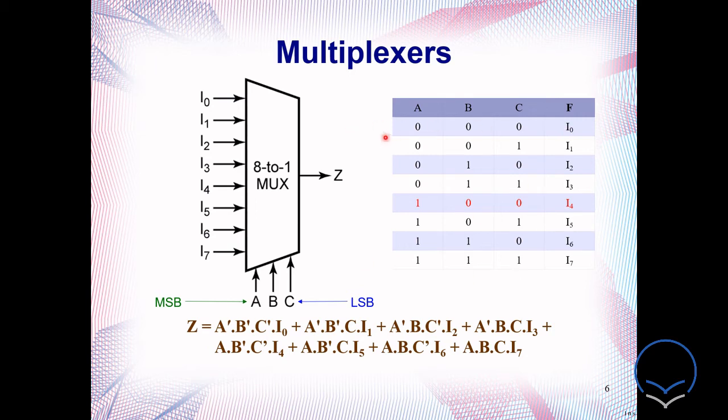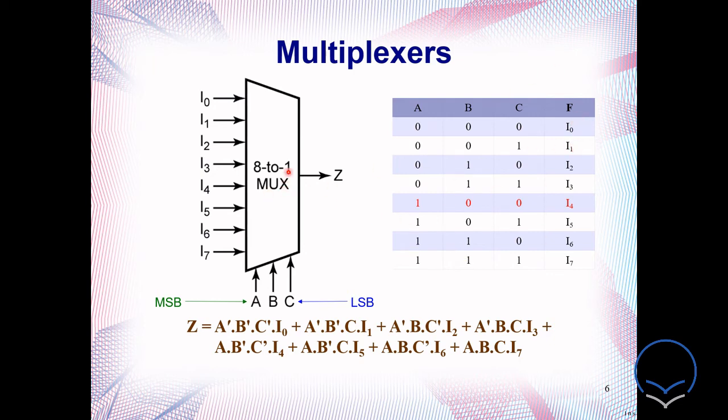Whenever we have 0, 0, 0, it selects I0 to Z. Whenever we have 0, 0, 1, I1 to Z. Whenever we have 0, 1, 0, then I2 to Z. Whenever we have 0, 1, 1, then I3 to Z. Whenever we have 1, 0, 0, I4 to Z. 1, 0, 1, I5 to Z. 1, 1, 0, I6 to Z. 1, 1, 1, then I7 to Z. So this is our complete truth table. So this is our final F.